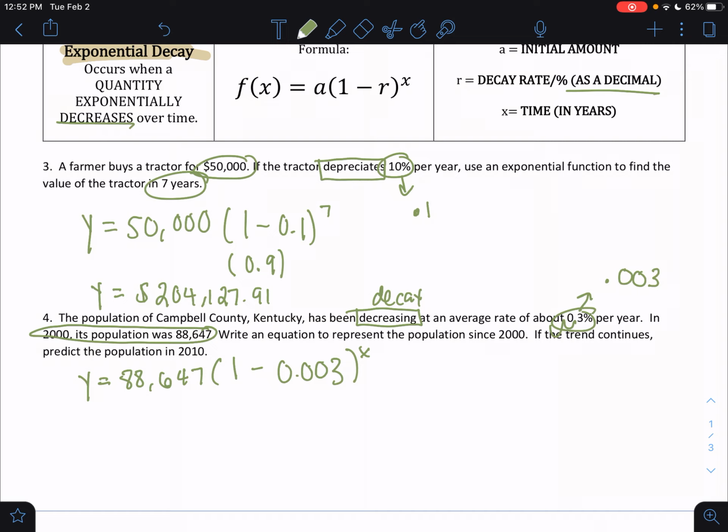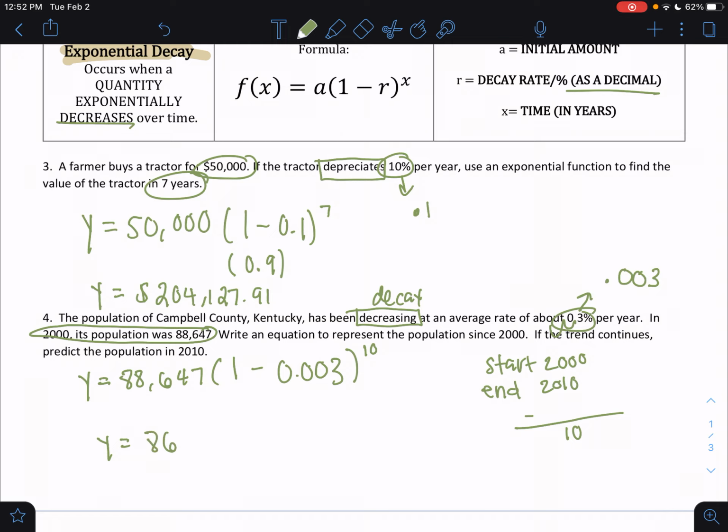So they don't explicitly give us the number of years here. They tell us the years, but not the amount of years. So we start in 2000 and we end in 2010. And so when we subtract those numbers, there's a 10-year difference. And so that is what our x is going to be, is 10. So now we put this in our calculator and we solve it.